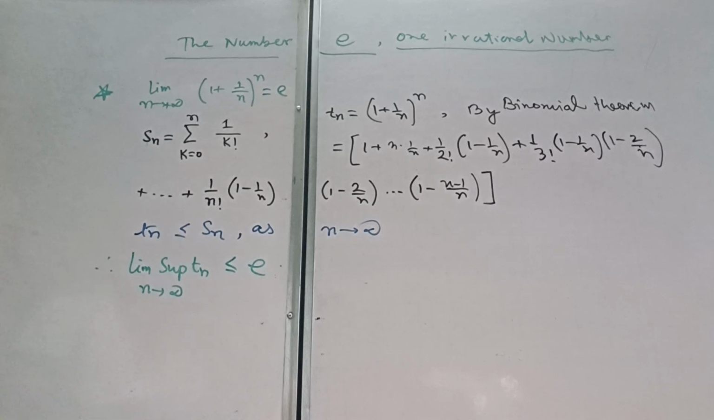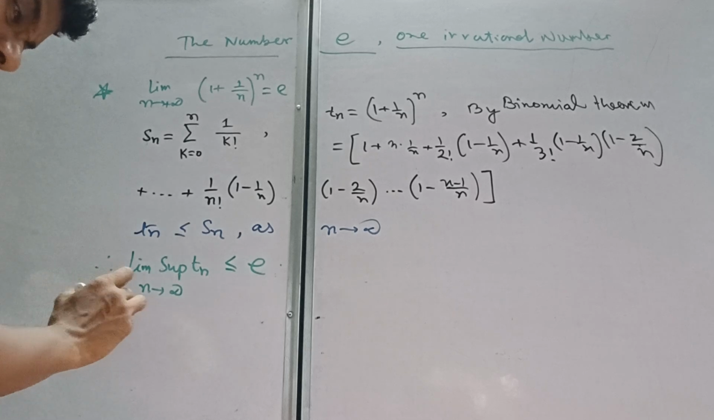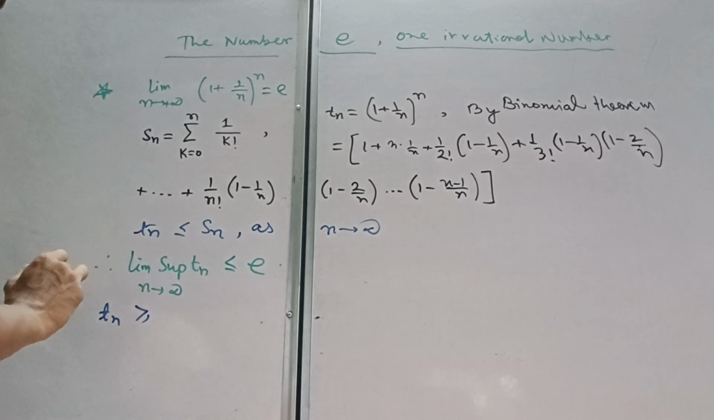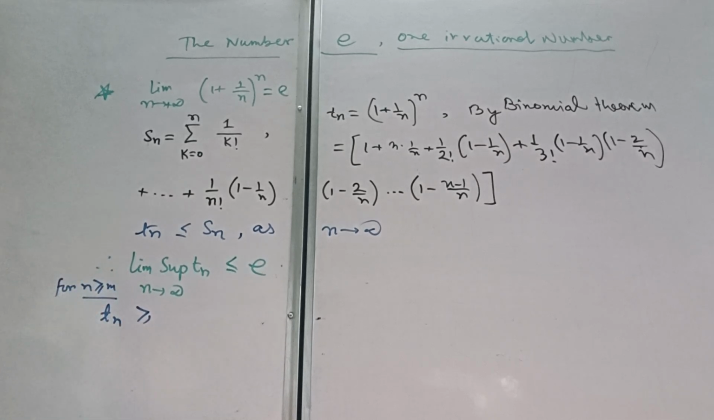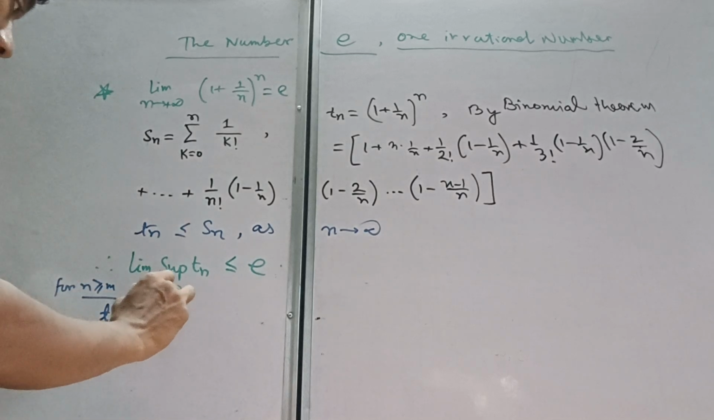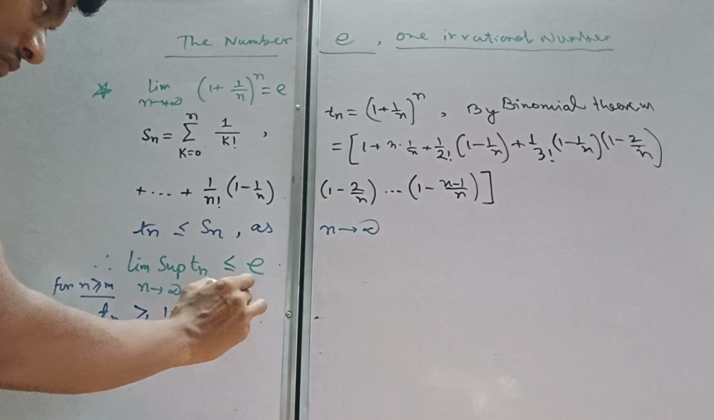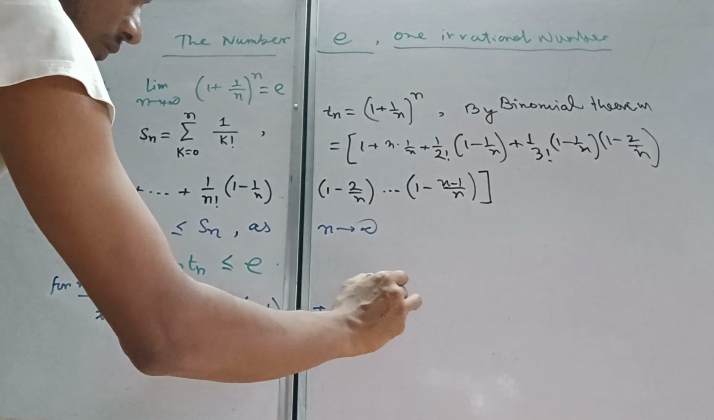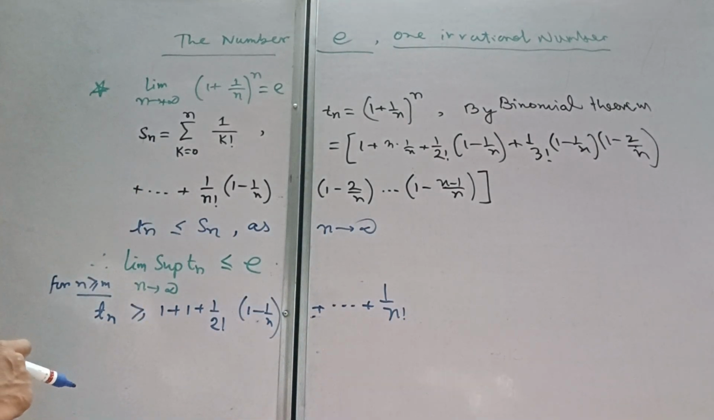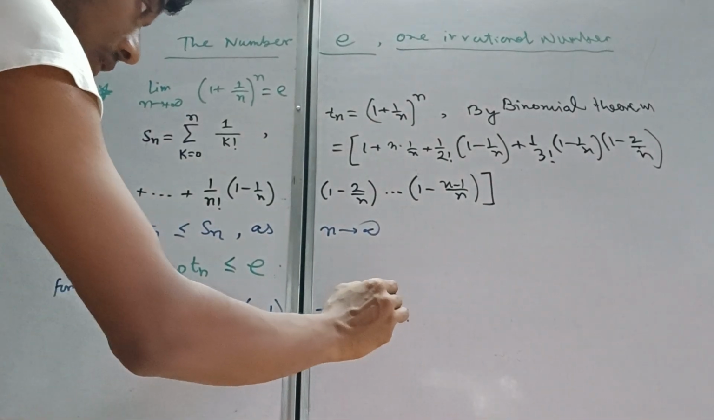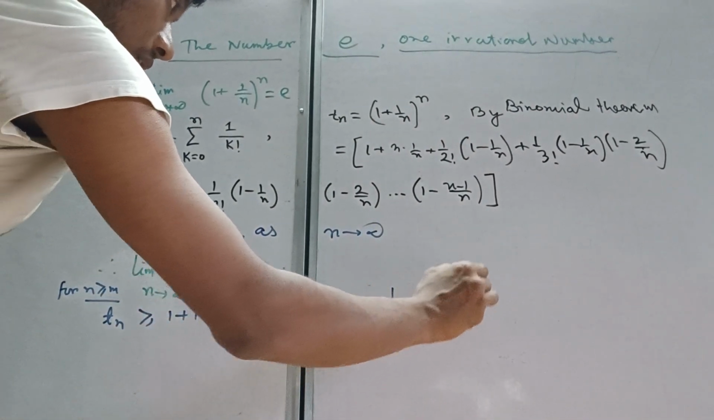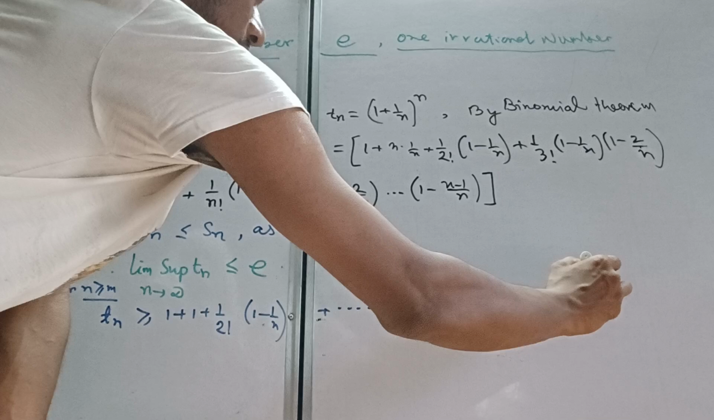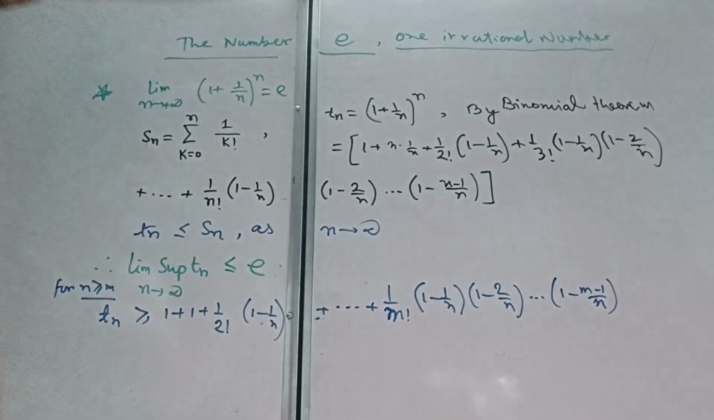Now we write again, for n greater than or equal to m, Tn is greater than or equal to 1 plus 1 plus 1 by factorial 2 multiplied by (1 minus 1 by n), plus and so on, up to 1 by factorial m multiplied by (1 minus 1 by n)(1 minus 2 by n) up to (1 minus m minus 1 by n).